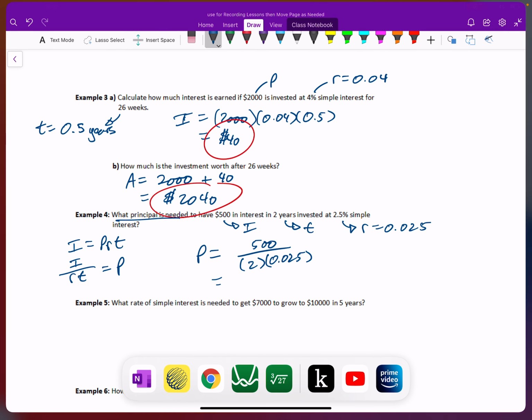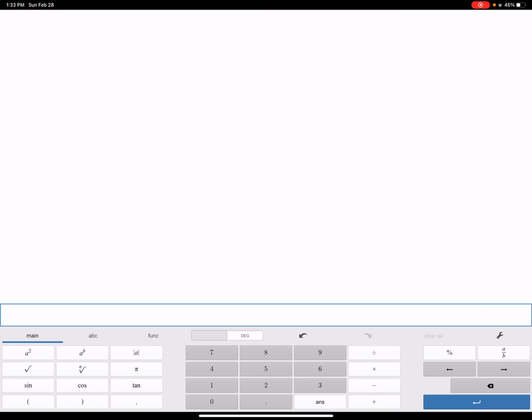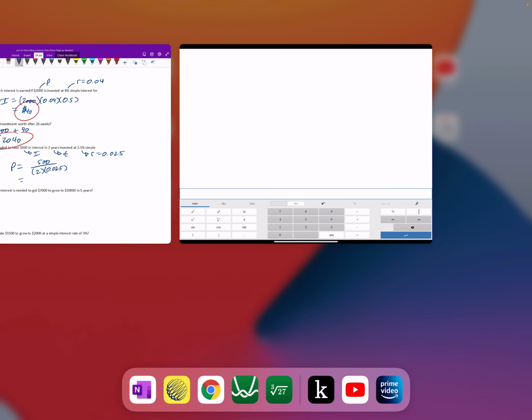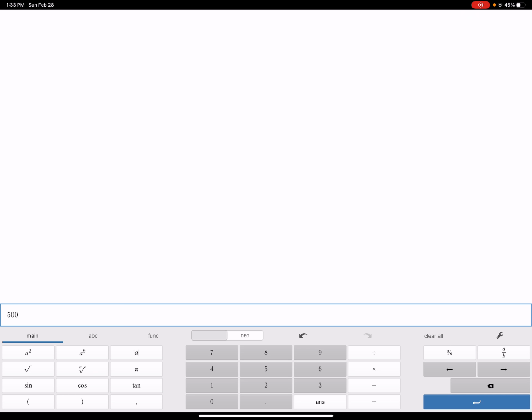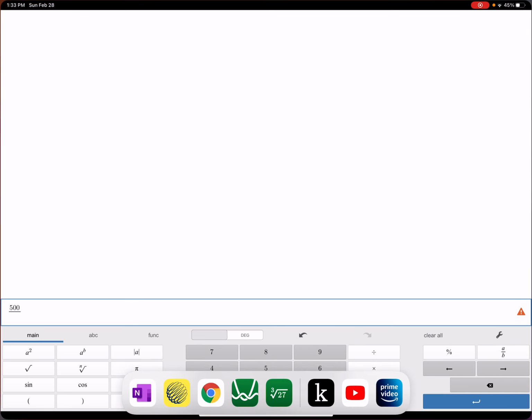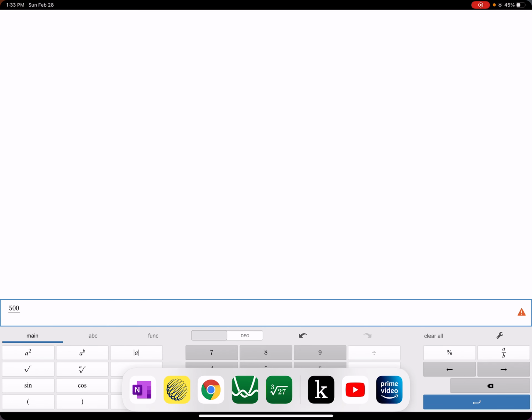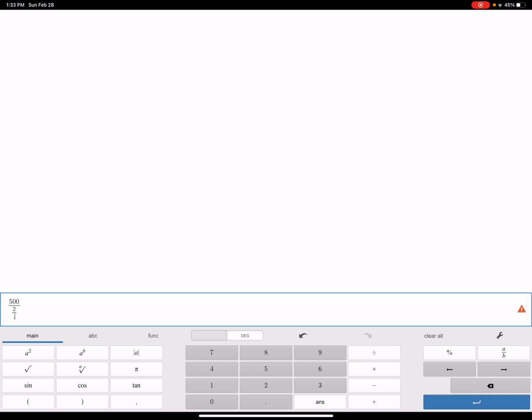So again, I could simplify the bottom first and then divide, or another way, the way that I prefer because it's easier, is I start with what I'm dividing, 500, and I'll just divide by each of the things on the bottom separately. So I'll divide by the 2 for 2 years, and I'll also divide by the 0.025. So 500 divided by 2, divided by 0.025. And that would give me 6.25.